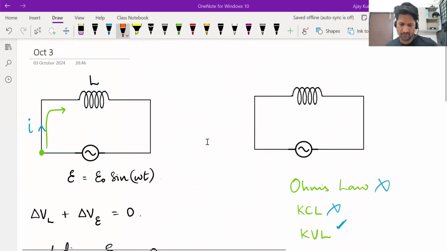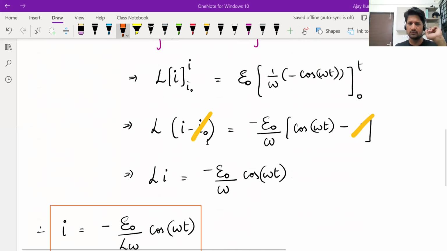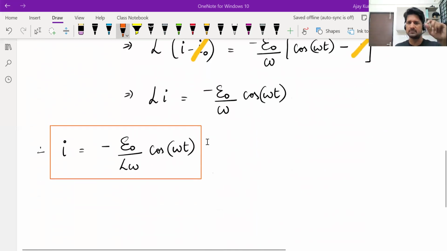Understand how we got the current equation. Alternating EMF applied across an inductor. We just applied KVL for these two elements in the loop. Apply KVL, integrate, those constant values you strike off on both sides. You get I is equal to minus E naught by L omega cos omega t. The minus is very, very important.